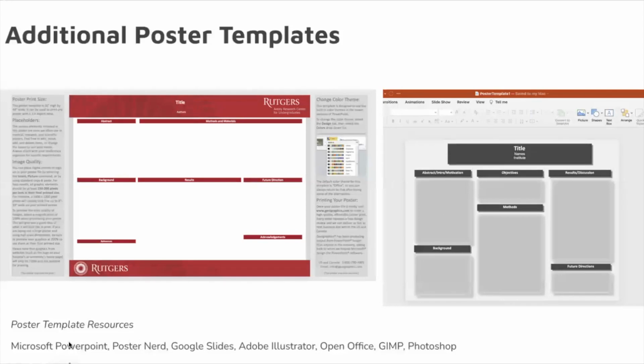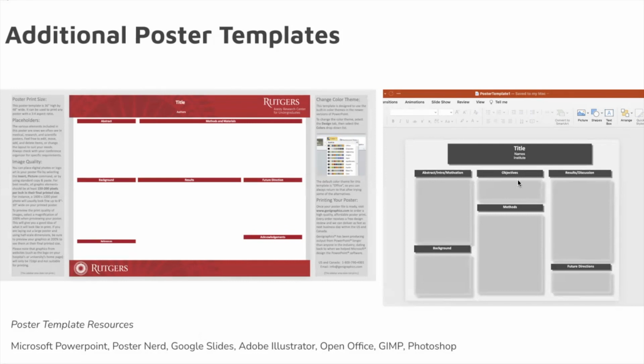Additionally, you can use multiple programs to make your poster. I personally use Google Slides because I use Mac, but if you are a PC user, Microsoft PowerPoint is a fantastic tool. I've never used Poster Nerd. Adobe Illustrator is more high-end and it requires a subscription. There's also OpenOffice, GIMP, as well as Photoshop. But again, Google Slides and Microsoft PowerPoint are the two most often used poster making platforms.